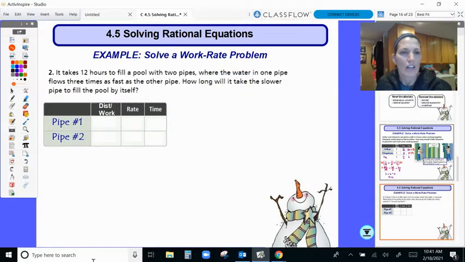Okay, all right, let's look at this one here. It takes 12 hours to fill a pool with 2 pipes, where the water in one pipe flows 3 times as fast as the other pipe. How long will it take the slower pipe to fill the pool by itself?